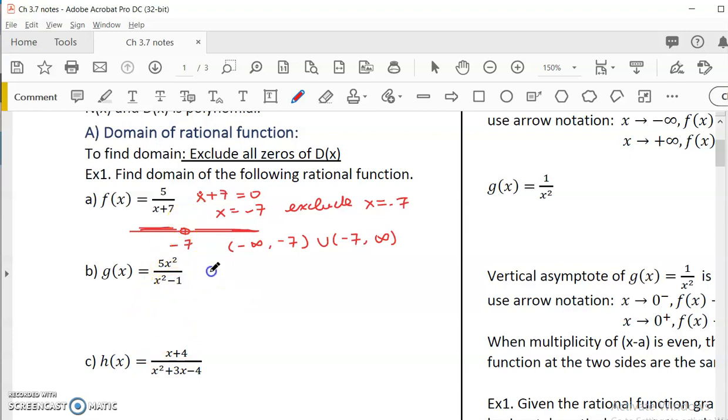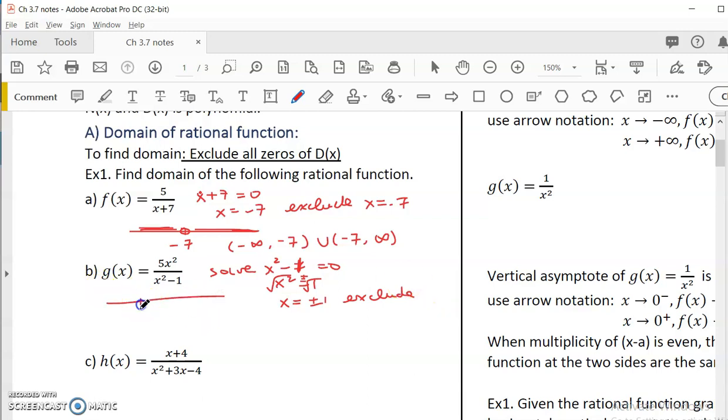So again, we solve for when the denominator is equal to 0. It would be x squared equal to 1. x is equal to plus and minus 1 when you take the square root of both sides with plus and minus. But these two numbers are being excluded because they would make the function y undefined.